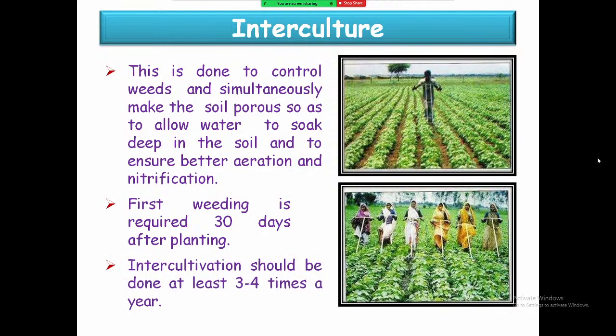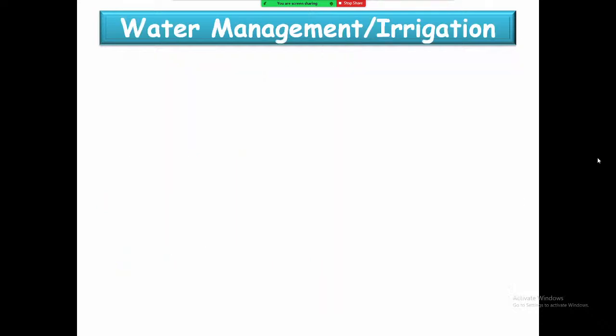Then this intercultivation operation should be done at least 3 to 4 times in a year. 3 ते 4 वेळा कमीत कमी वर्षात आपल्याला हे इंटरकल्चरल ऑपरेशन्स म्हणजे वेडिंग वगैरे किंवा आपण त्याला म्हणतो होळिंग वगैरे, हे ऑपरेशन्स आपल्याला घ्यावे लागतात. Okay, then water management and irrigation.